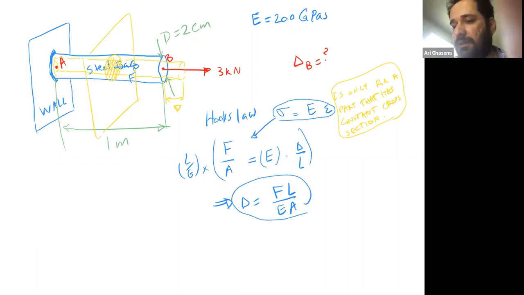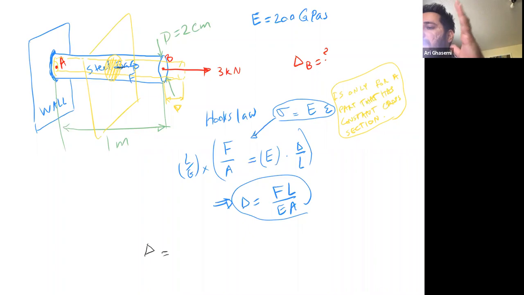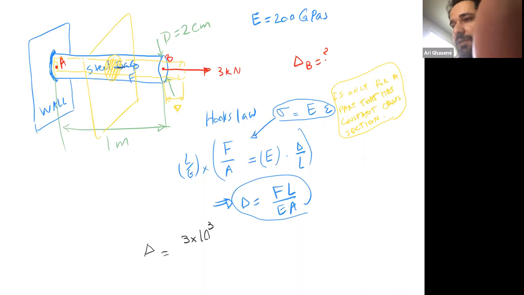Now let's plug the numbers in. Delta is equal to F, what's the value of force at any section? Now this is the thing, you go ahead and draw the axial load diagram. If you have the diagram, you just look at the diagram, and at that point you find the value of force. Now what's the value of force at any point? 3K, right? 3K constant. So 3 times, don't forget that K is 10 to 3, right? Times L, the next thing I substitute is the length. What's the value of length? 1 meter, times 1 divided by EA.